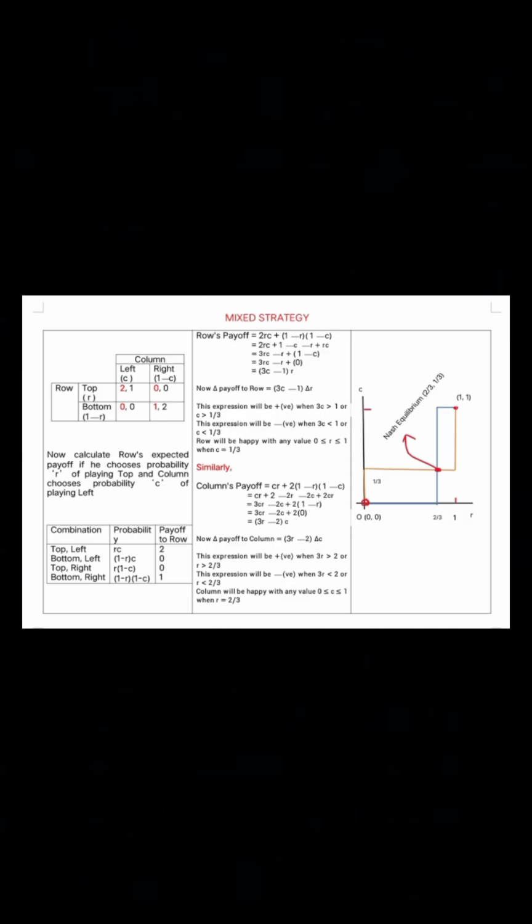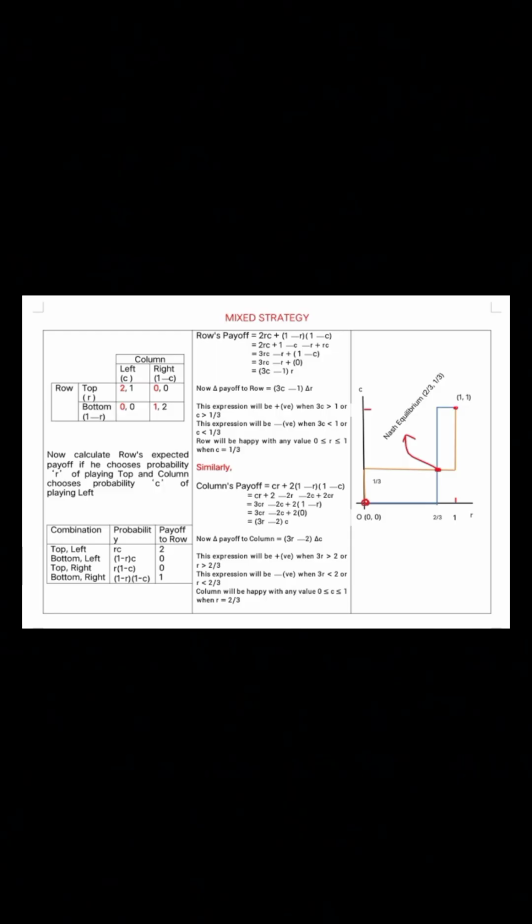There are two players. One is row, another is column. So row may choose to play top 50% of the time and bottom 50% of the time, whereas column may choose to play left 50% of the time and right 50% of the time. This kind of strategy is called a mixed strategy.